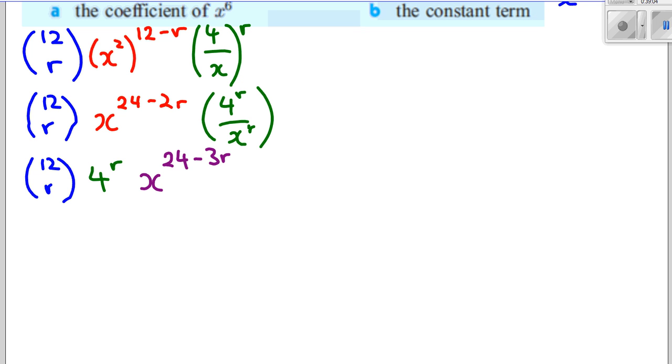Wait, I don't understand what you did. Yeah, I'm really confused. So is it x to the power of 24 minus 2r times 4r, and then everything over x to the r? Yep, the 4r just pops over here.